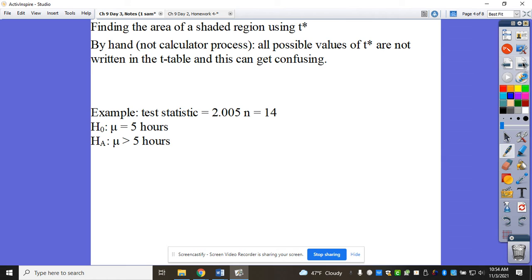So I just gave you a fake example here. Our null hypothesis equals 5. Our alternative is greater than 5, which means it is one tail to the right. We did our work. We got a test statistic of 2.005, which means it looks something like this.